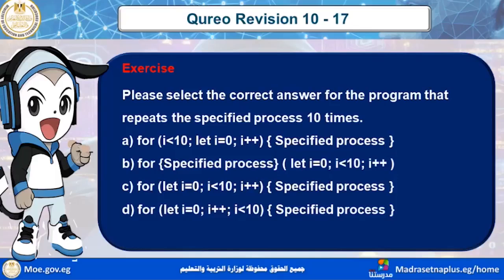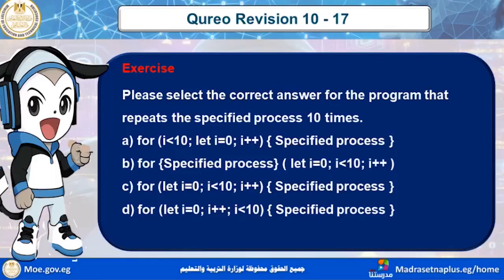Let's revise the answers. For I less than 10, we have written the condition at the beginning. Then let I equal 0. How can we use I without declaring it? That's an important question. How can we write I less than 10 before declaring the variable I? So item A is not correct, of course. For the specified process, let I equal 0, I less than 10, I plus plus.